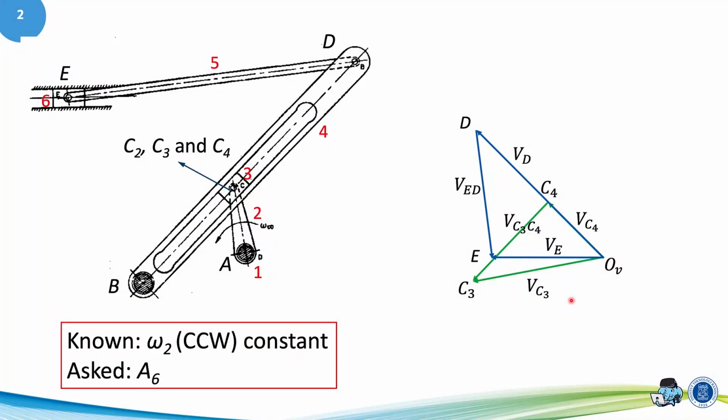In the previous segment, we already discussed the simple mechanism. In this segment, I will give you a more complex example on analyzing the mechanism that has the coincident point. This is what we have done in the velocity analysis, and here I provide the velocity polygon to obtain the normal acceleration. The question is, what is the acceleration of this slider, the link number 6?